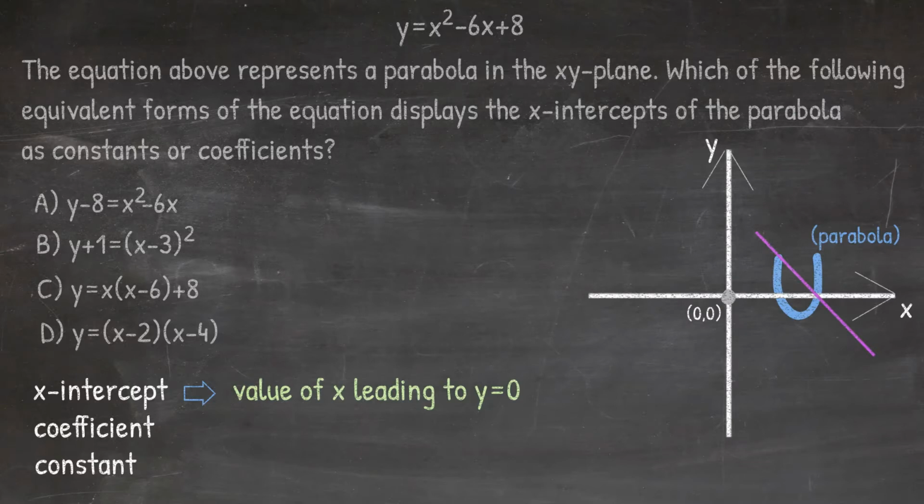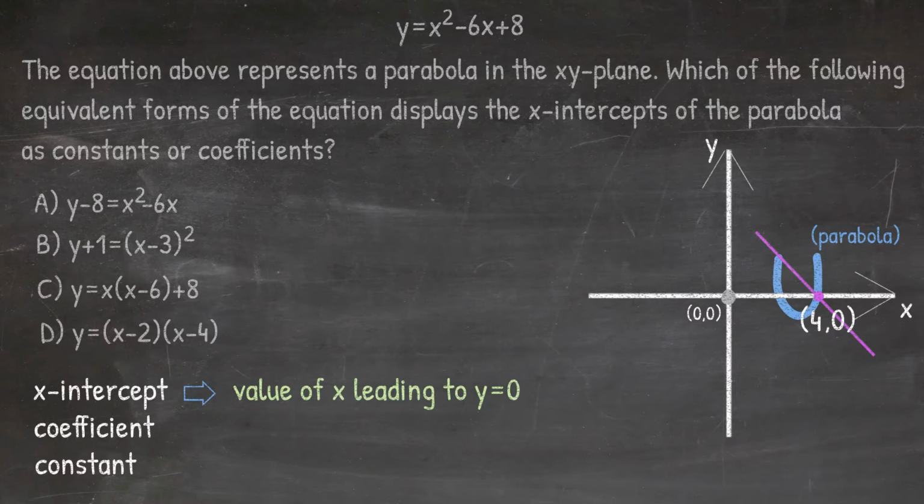see that, for example, at the point 4, the dimensions are 4 and 0, 4 representing the measure of the x coordinate and 0 representing the measure of the y coordinate. So every x-intercept, by definition, has a y coordinate of 0.